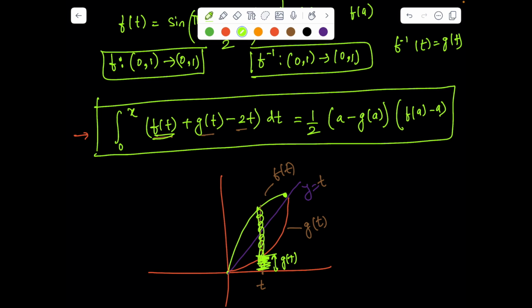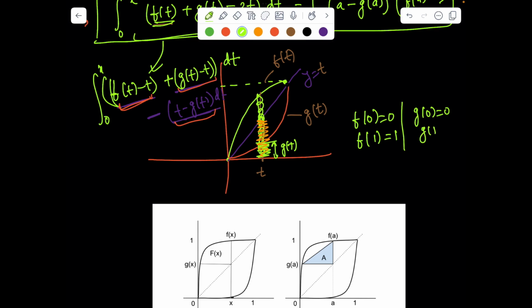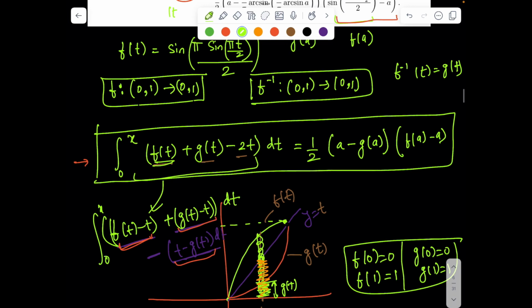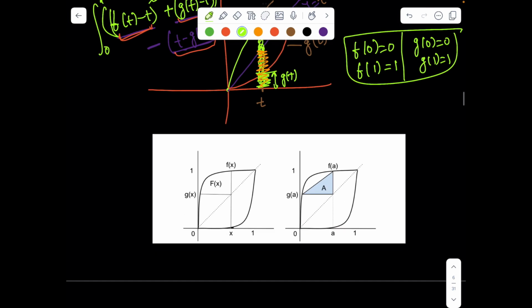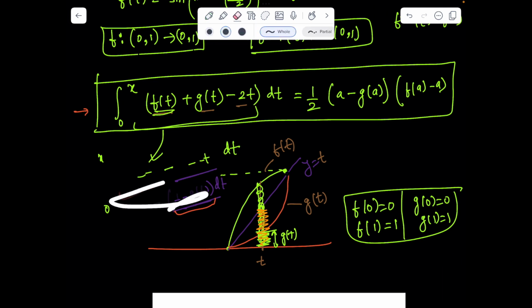If I add f of t plus g of t, that is going to give me, okay, since both of these functions are already depicted over here, we know f(0) is going to be 0 and f of 1 is 1. Exactly in the same way, g(0) is 0 and g of 1 is 1, and that I have seen from the definition of this function f in t. And now you can see a very interesting result.